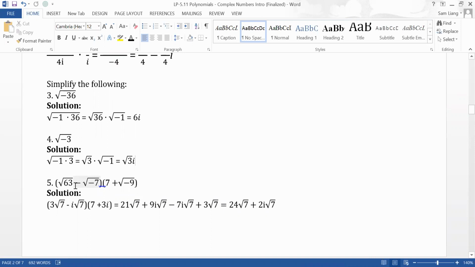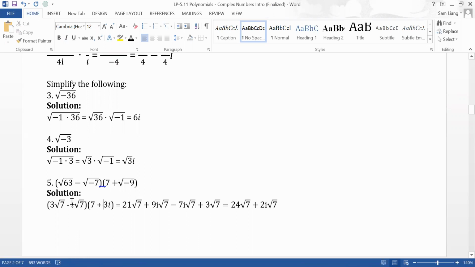This, I'm going to rewrite as negative i root 7, to get rid of that negative sign under the radical. Yeah, negative i root 7. Then we have 7 plus square root of negative 9. So that'll be 7 plus 3i, because this can be written as i root 9. Root 9 is 3, right? So we have 7 plus 3i.